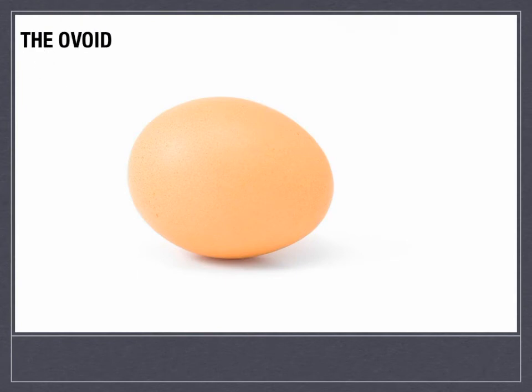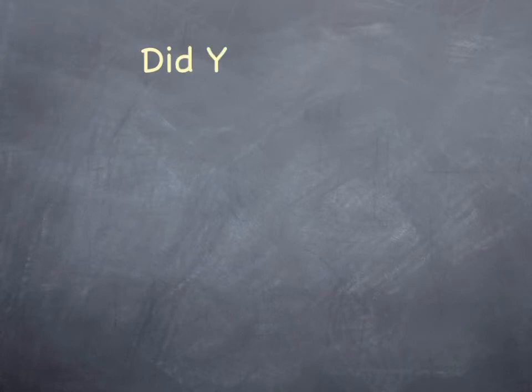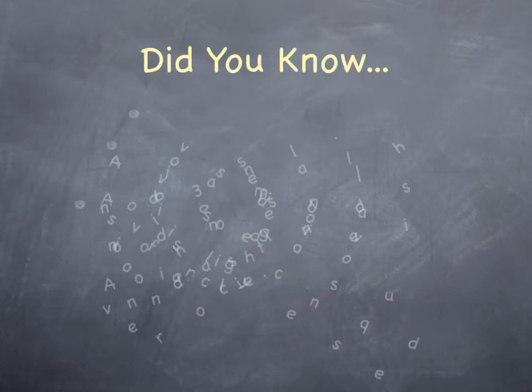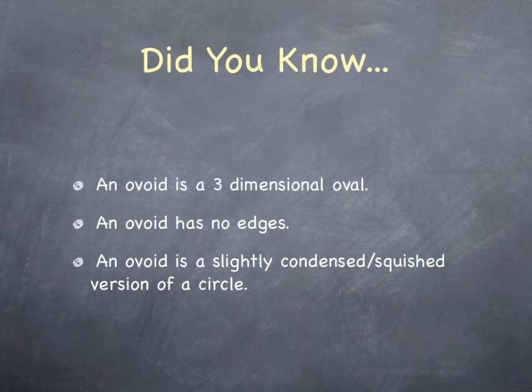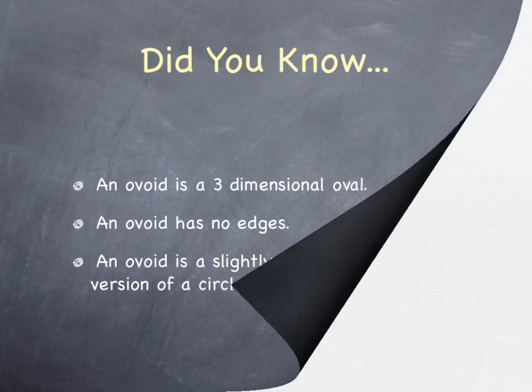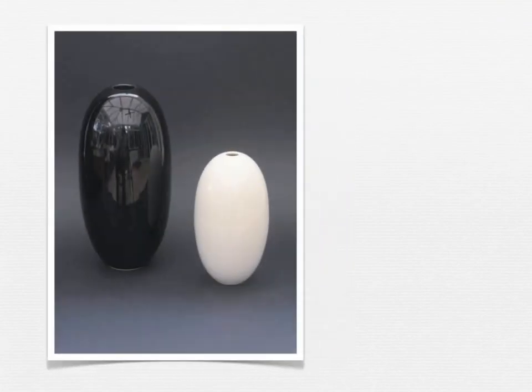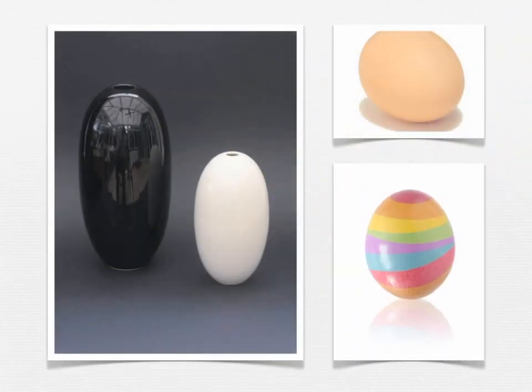The ovoid, or the egg shape, is the 3D oval. Did you know an ovoid is a 3-dimensional oval, like you just said? An ovoid has no edges, and an ovoid is a slightly condensed, squished version of a circle. Yes, correct. You get an A+. Some examples are these jars, an egg like I mentioned before, and an Easter egg!